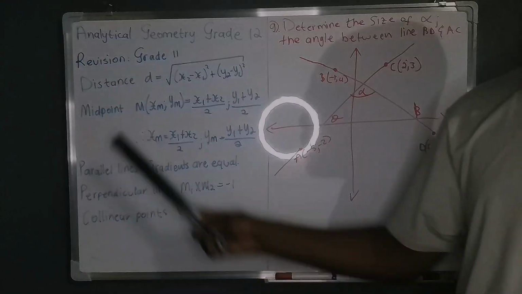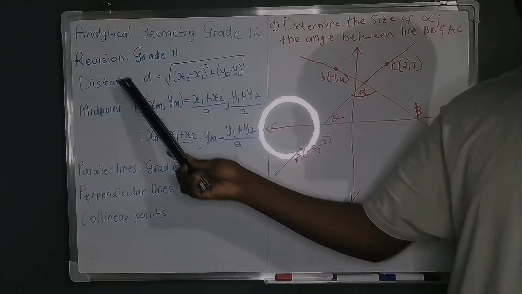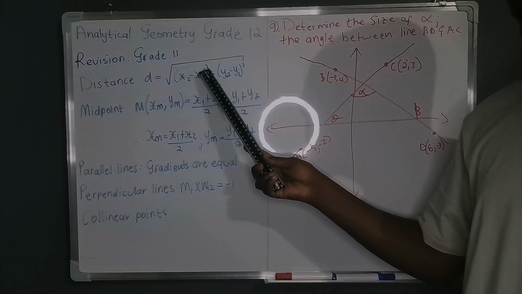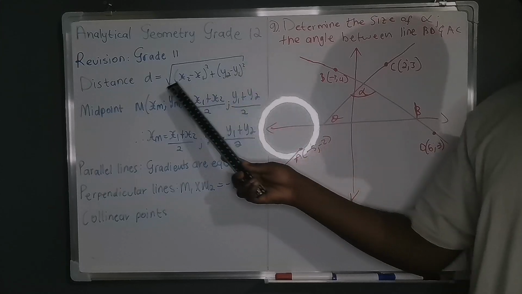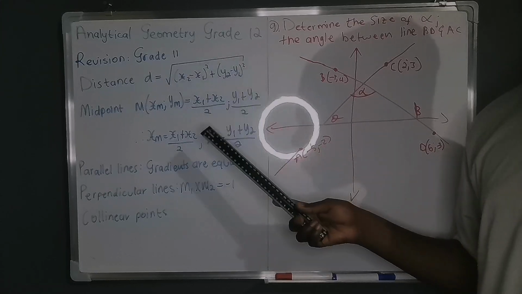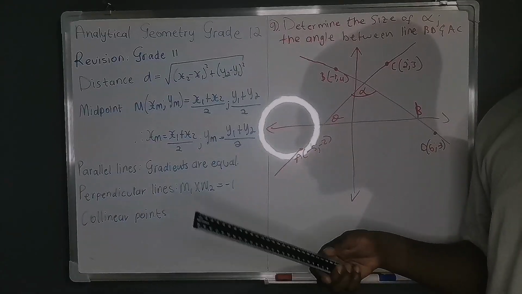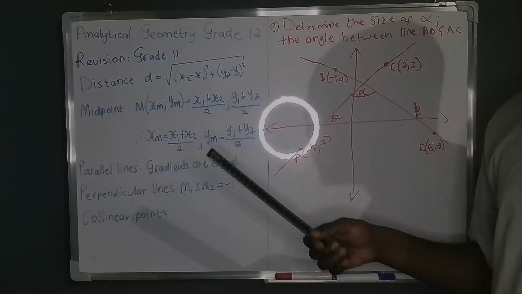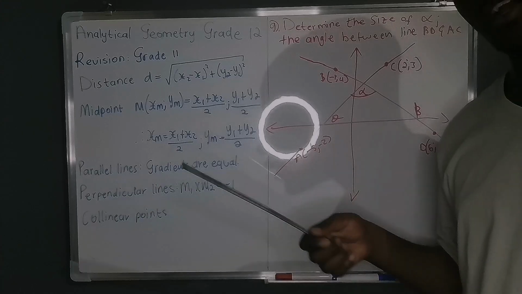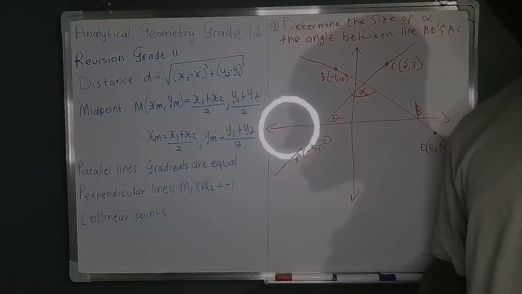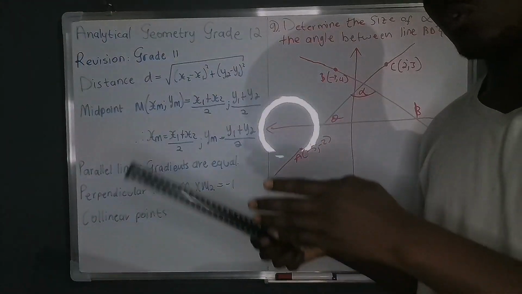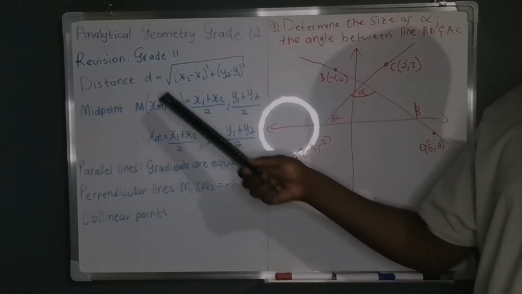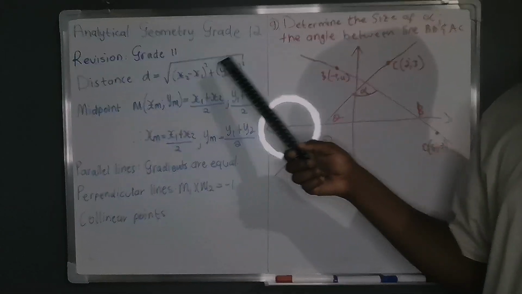Now, the first one is distance, denoted by the symbol d, which is equal to the root of (x2 minus x1) squared plus (y2 minus y1) squared. Where do these coordinates come from? We can say determine the length of line AB. Then A and B must have coordinates. You name them x1, y1 for A, and x2, y2 for B, and they must be in that order. Then you will determine the distance between those 2 points.